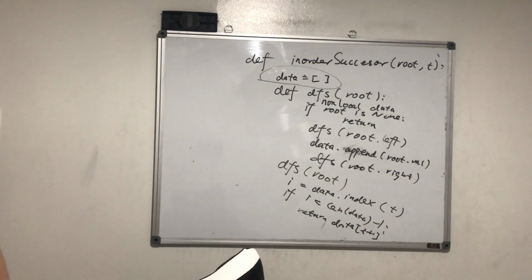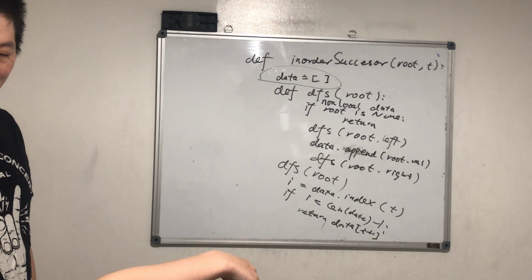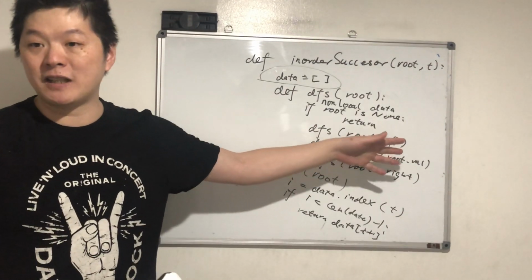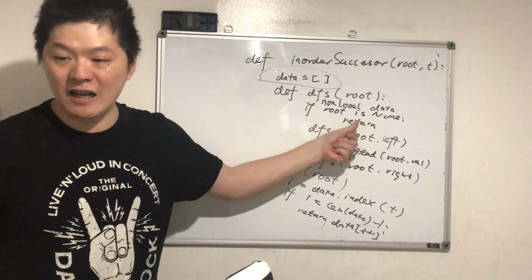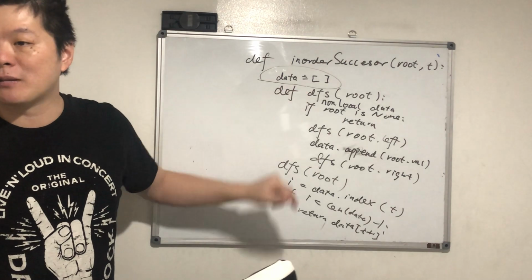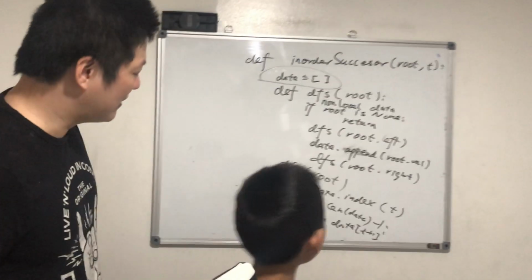What's the time complexity? Because we're traversing the binary tree, if there are n nodes, we have to visit each node and put it in the data list, so O(n). What's the space complexity? O(n), because we're using the data list.